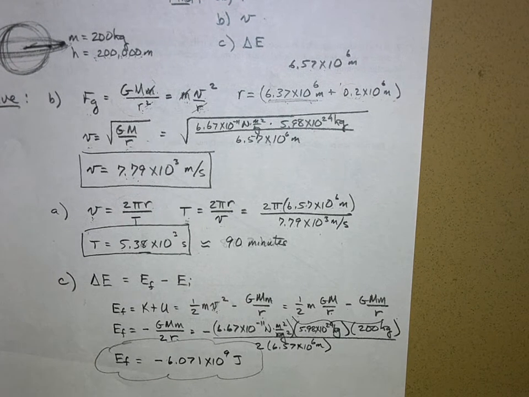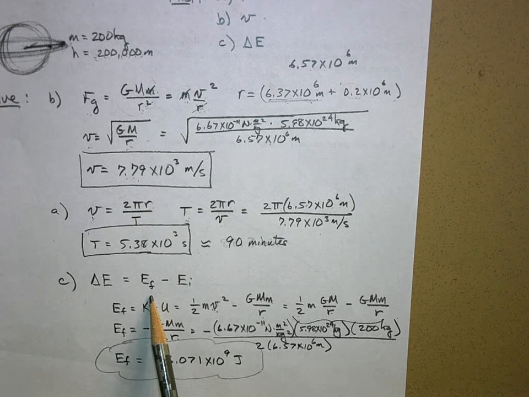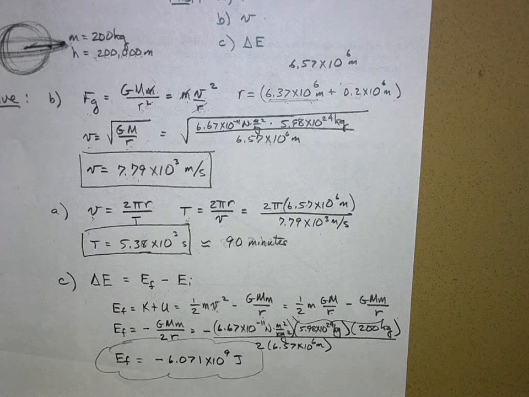Now, part C is kind of interesting. Okay? Part C, we want to know how much mechanical energy do I need to add to that 200 kilogram mass to get it into that orbit. So how much energy do I need to add? That's a delta E. Delta E is equal to E final minus E initial.